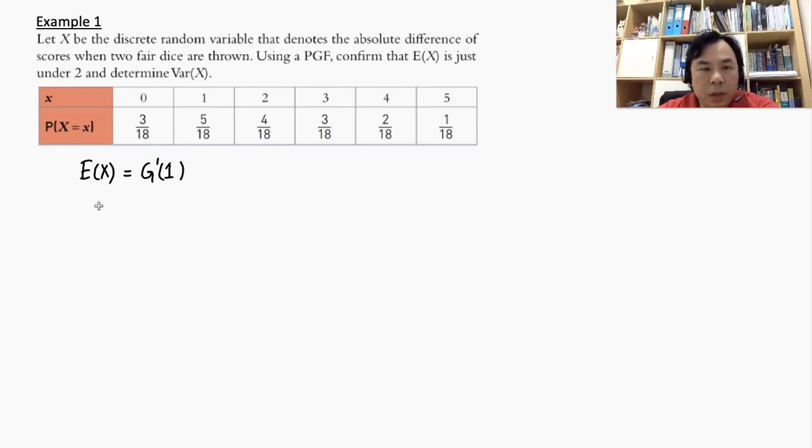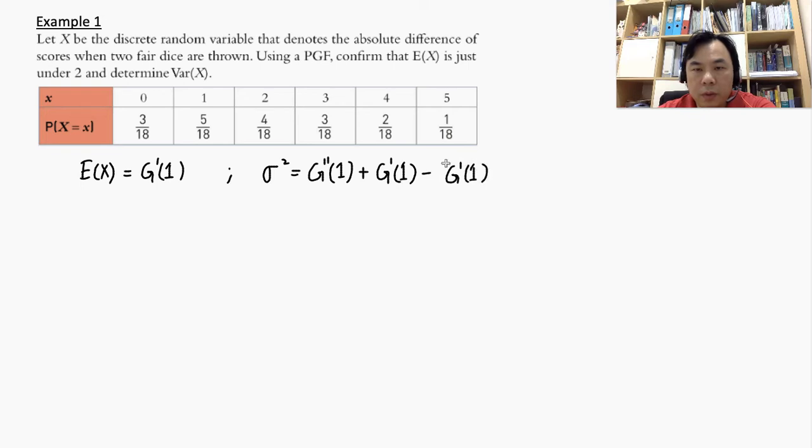Now the second one that we have already obtained is the variance. So the variance is given by the second derivative, also using the value of t equal to 1, plus the first derivative, and then finally minus the first derivative squared here. Those are the formulas that we have developed. We're going to use them and then verify our result shortly.